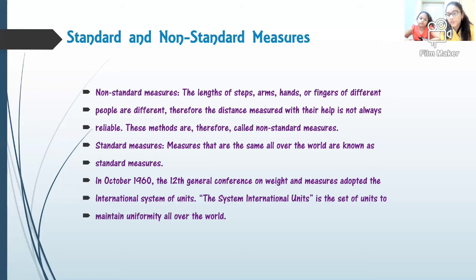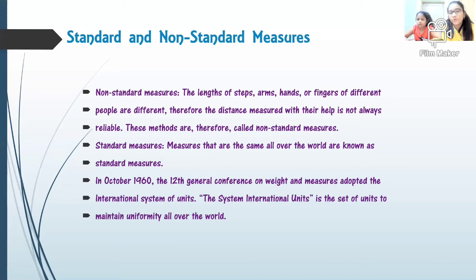Now, what happened in October 1960? The 12th General Conference on Weight and Measures adopted the International System of Units, so the whole world will be using it. Measures that are the same all over the world are known as standard measures. Now, all over the world is using the standard measure system.